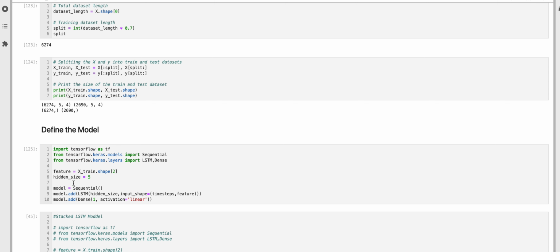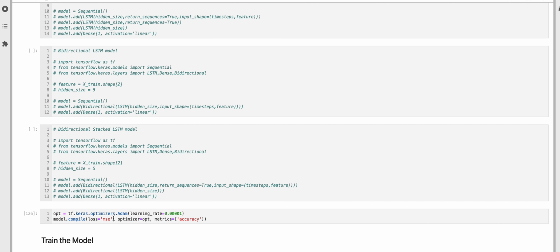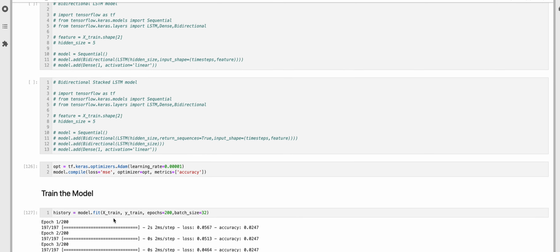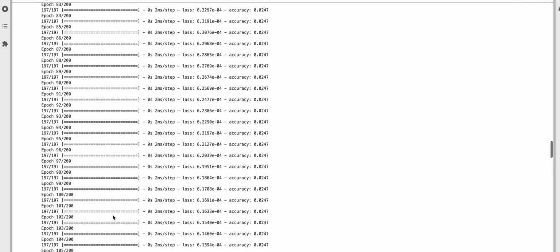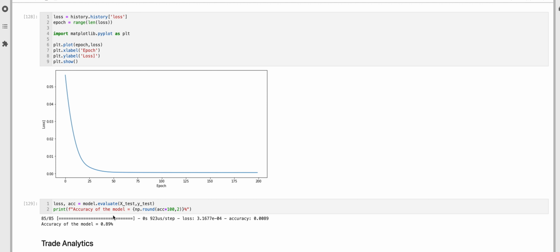So to change the LSTM to a regression model, I modified the activation function from sigmoid to linear. And I also changed the loss function from binary cross entropy to mean square error. Next, I trained the model for 200 epochs and I got a decent loss versus epoch curve showing that the LSTM model is learning from the data.